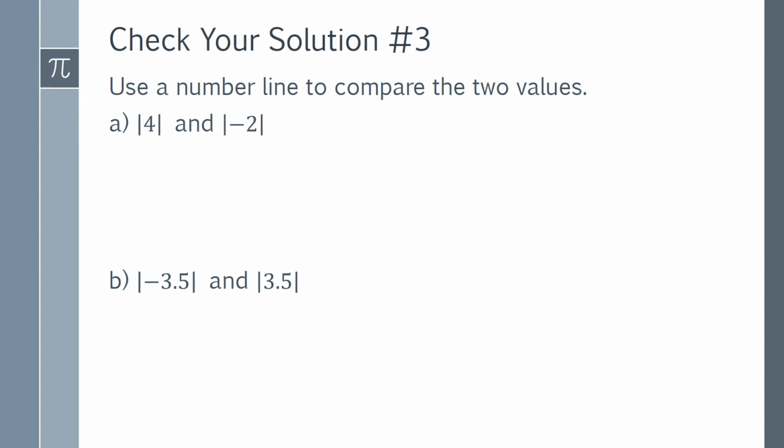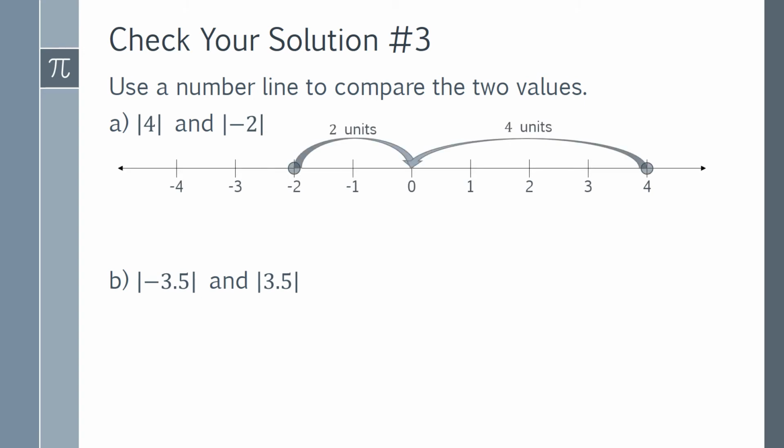For part A, we need to find the absolute value of 4 and the absolute value of -2 and then compare them. We can start by drawing a number line and plotting the 2 points. We notice that -2 is 2 units to the left of 0, while 4 is 4 units to the right of 0. This shows us that 4 is farther away from 0 than -2. So the absolute value of 4 is greater than the absolute value of -2.